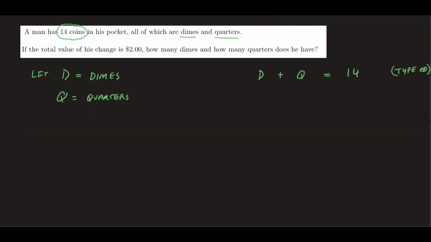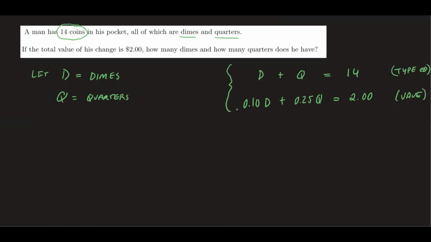And the second equation we're going to create is the value of each type with the total change he has. So he has dimes, which are worth 10 cents, so 0.10 D, plus quarters are worth 25 cents, so that's 0.25 Q, is equal to the total change he has, which is $2. You can think of the second equation as sort of like the value equation, the total value of each type or the price, whichever scenario you're working with. So that's the system we have created.